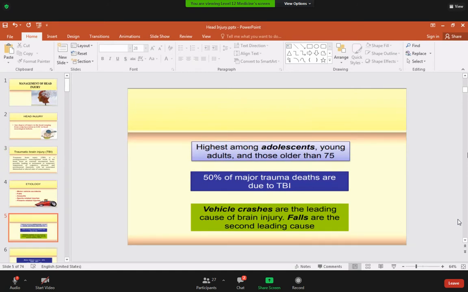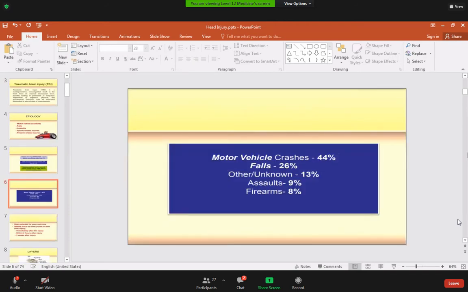Usually in older patients, we have patients presenting to us with head injury secondary to falls. 50% of major trauma deaths are because of traumatic brain injury, and vehicle crashes are the leading cause of it. The second leading cause is falls, which is more common in elderly people. Motor vehicle crashes cause head injuries in about 44% of the population that presents in the accident and emergency unit. 26% present with falls, and others are less than that.